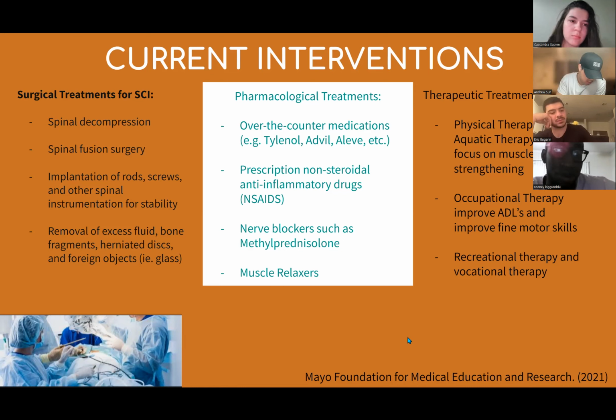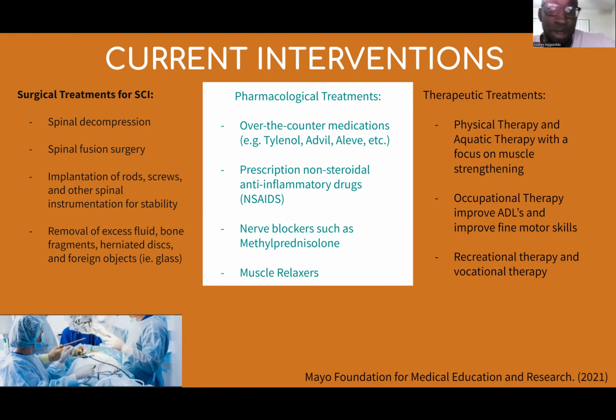They also remove excessive fluid, bone fragments, the herniated disc, and foreign objects to take pressure away from the spinal cord and to release inflammation and body temperature from it. And then from the pharmaceutical treatment, we also found over-the-counter options like Tylenol, Advil, and Aleve to calm the nerves, because the pain is very extenuating.